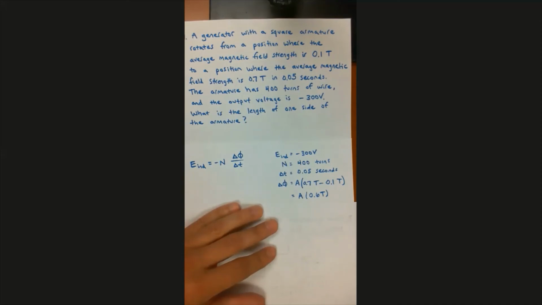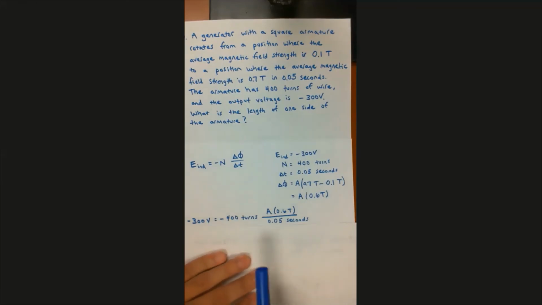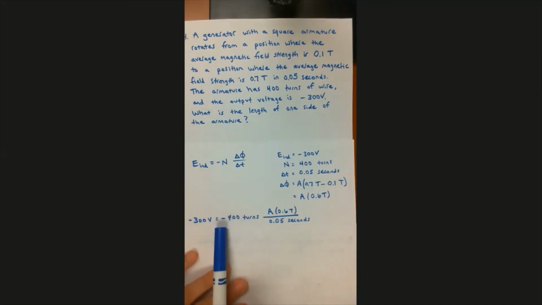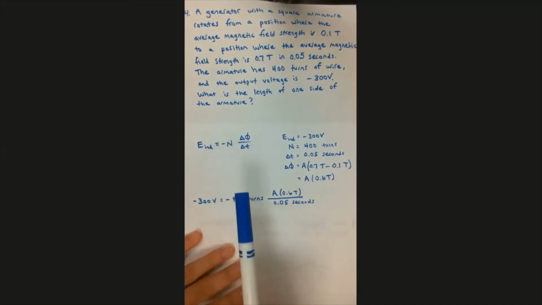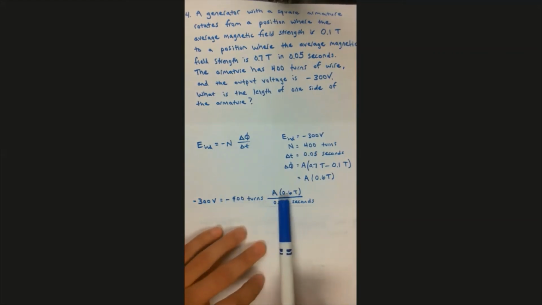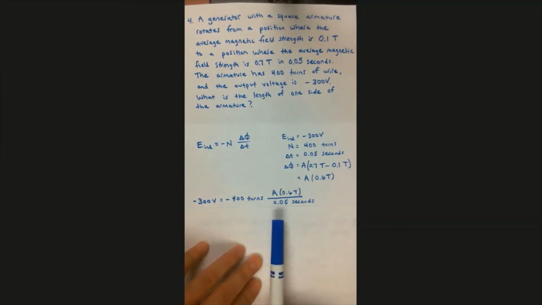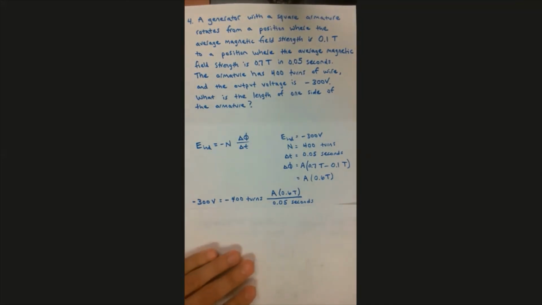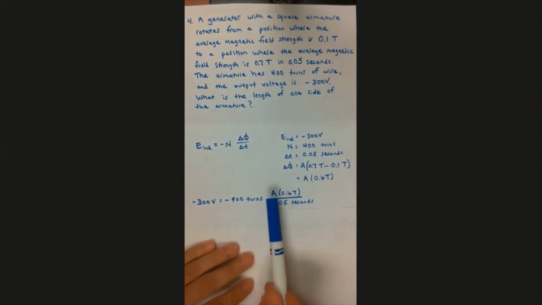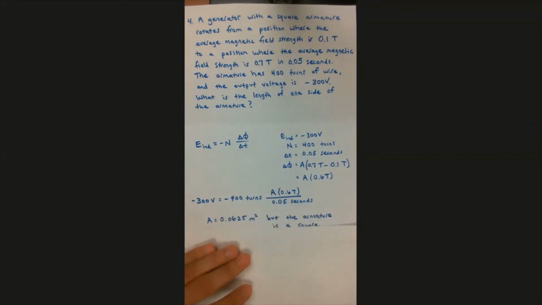All right, so we know everything in Faraday's law except A. So let's go ahead and plug that in. Plug in for E induced, plug in 400 turns for N. Don't forget your negative sign there, that's from the basic equation. We plug in for the change in magnetic flux, and we plug in for delta T. And now you see that the only unknown here is A, the area of the armature. So we can solve for that. Remember that when you solve for A in Faraday's law, the units for A are going to be meters squared.